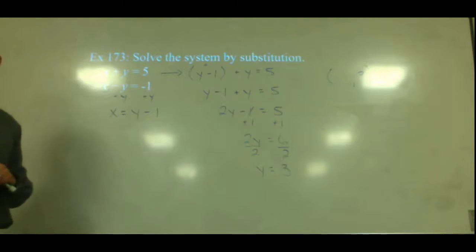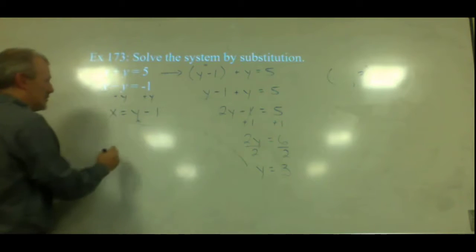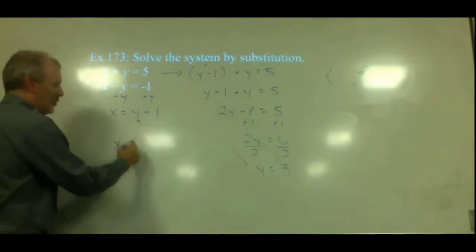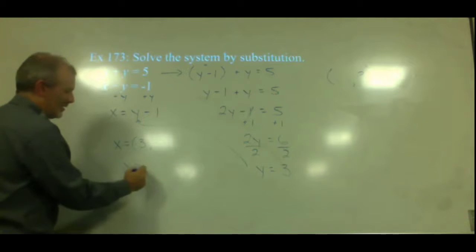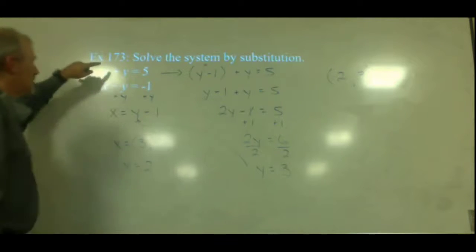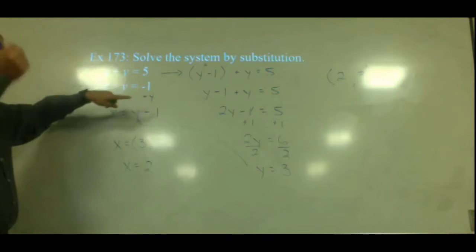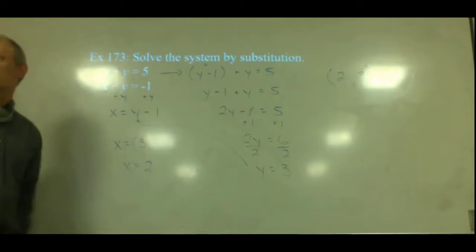Now what do we have to do next? Go back up to the second equation and substitute it back in. So x equals, we know that y is 3, minus 1, so x is 2. That's an easy one, isn't it? And again, you can check your answers. 2 plus 3 equals 5, yes. 2 minus 3 equals negative 1, yes. They both work out.